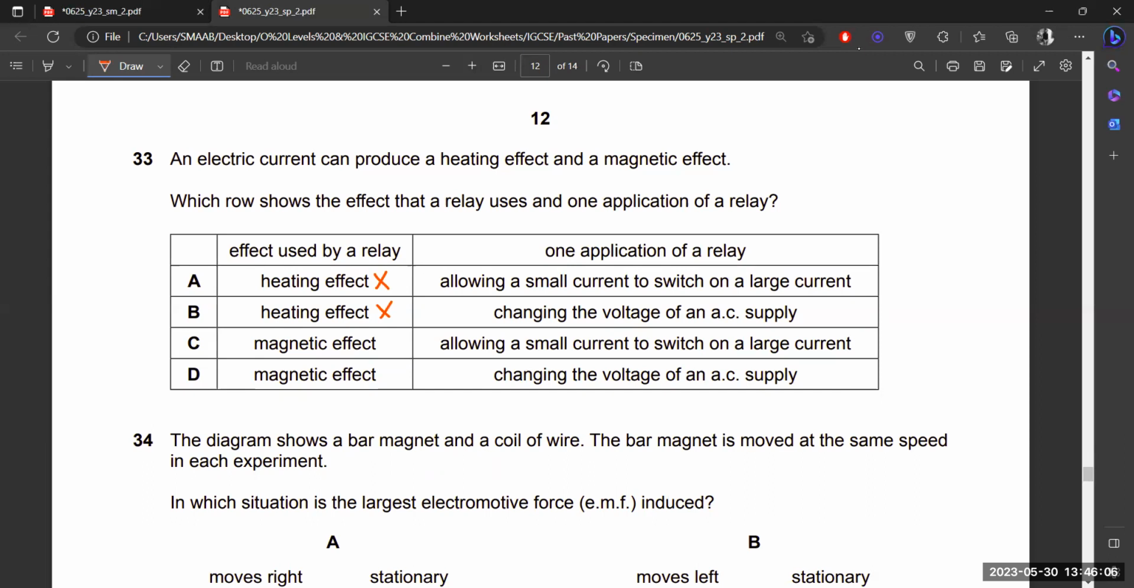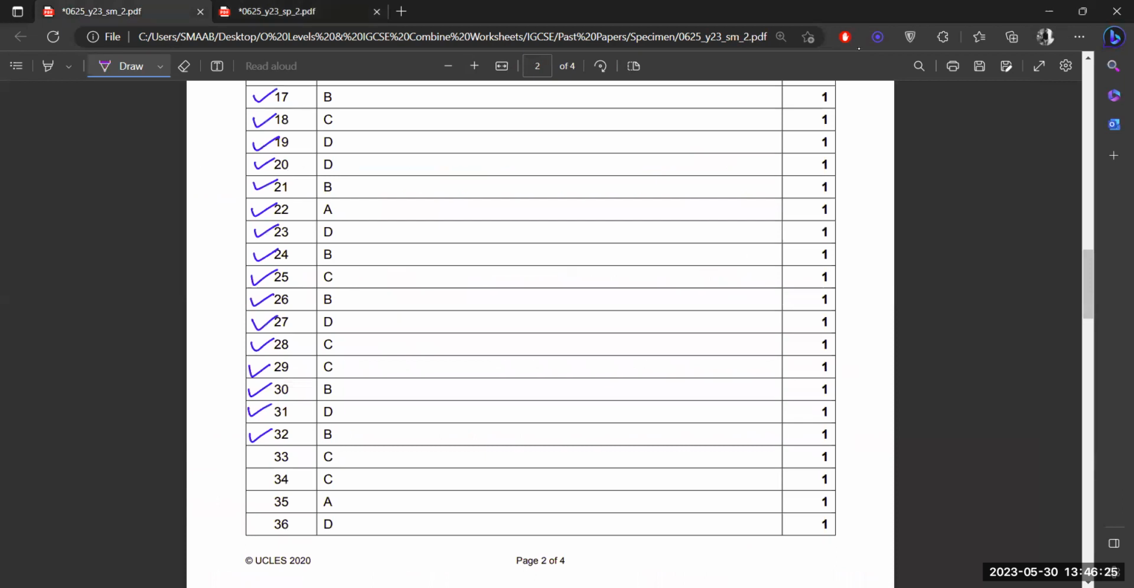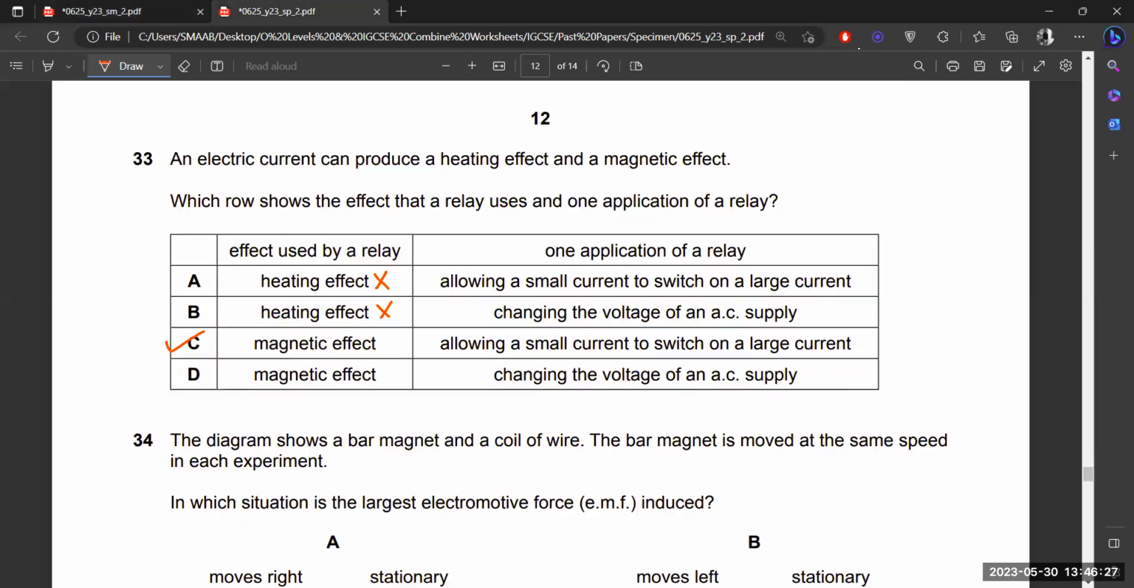The working is that it allows a small current to switch on a large current. We already solved that in another specimen paper for 5054, and that question is also repeated there, or maybe in Feb March IGCSE. So it allows a small current to switch on a large current. So that is option C. C.